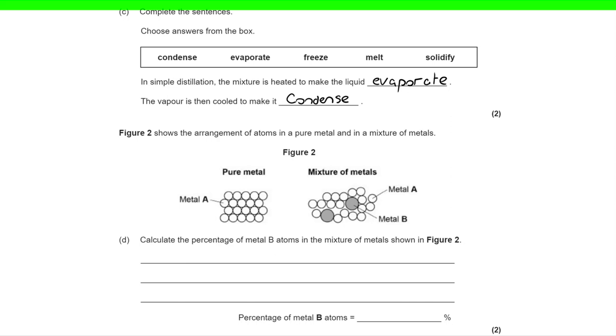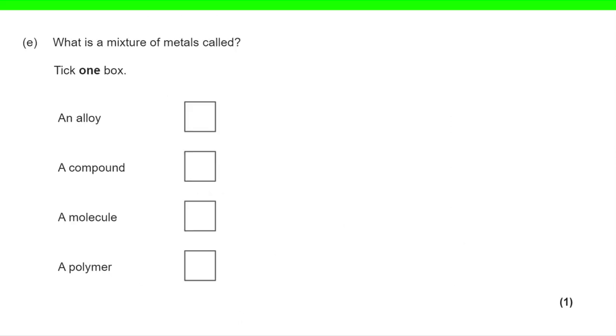Moving on to part D, it's simply a matter of counting the circles and then working out a percentage. So 2 out of 20 are metal B. 2 out of 20 is 10%. Moving on to part E, what do we call a mixture of metals? Straightforward question about whether you've learnt the definition or not.